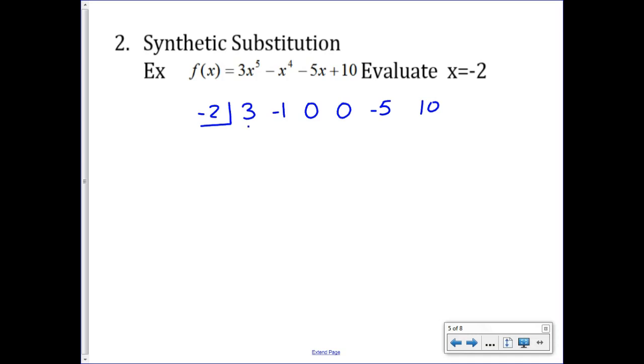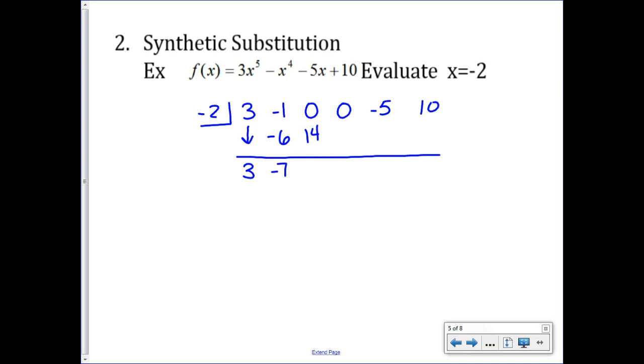So I pulled all of those coefficients off. Now you're always going to draw an arrow down off of the first coefficient. That 3 goes directly down below. Then we're going to multiply the 3 by that number in the box. So 3 times negative 2, we're going to put up here as a negative 6. Then we're going to add these two numbers. So negative 1 plus negative 6 is a negative 7. And then I'm going to multiply again by that box. So negative 7 times negative 2 is a positive 14.